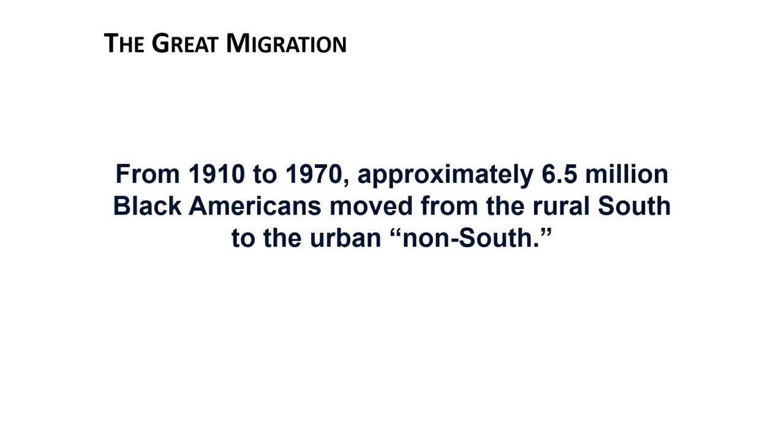At the same time as cities were beginning to empty, African Americans were still in the process of moving to cities during what historians and sociologists and other scholars refer to as the Great Migration. And the Great Migration is a period between approximately 1910 and 1970 where millions, over 6 million African Americans moved from the rural South to the urban non-South.